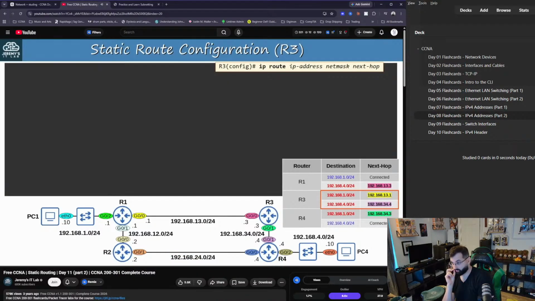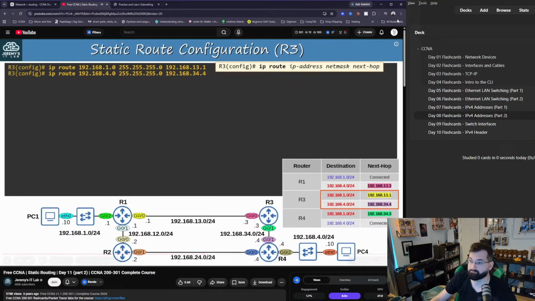The format of the command is the same as on R1. If you can, pause the video and try to figure out the correct commands on R3. Here is the route to the 192.168.1.0/24 network, with R1 as the next hop. And here is the route to 4.0/24. Our destination is over here, the 4.0, so our next hop is going to be 34.4. Okay. R4 as the next hop.